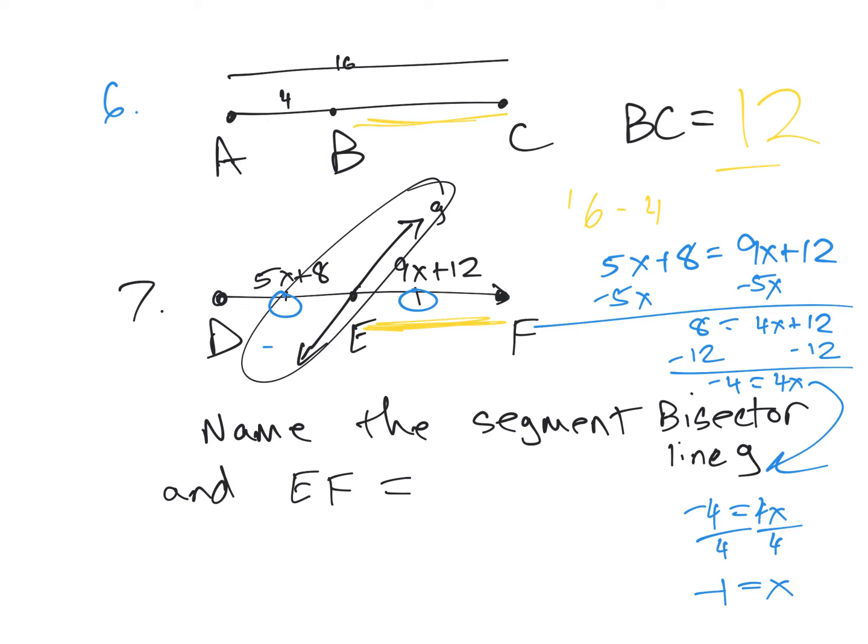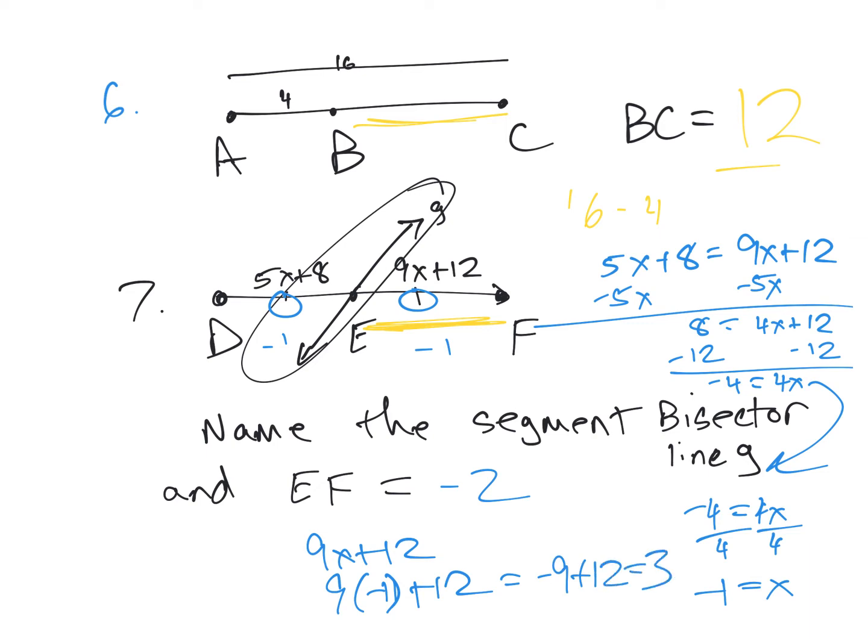So if you said, hey, that's negative 1, so EF is negative 2, that's incorrect. x is negative 1. You've got to plug it back in to any of these. Since we're doing EF, I'll do 9x plus 12. So 9 times negative 1 plus 12. That's negative 9 plus 12, or 3. So the answer should be 3 for EF.